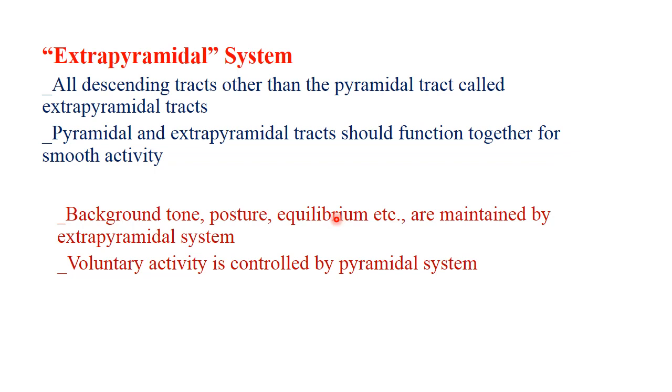Okay, the voluntary activities are controlled by the corticospinal tract. Our different movements are maintained or controlled by the pyramidal fibers. But these movements sometimes need a specific texture, a proper position, a proper coordination. We need to maintain our balance during that movement. So the assisting parts that perform this movement are maintained by the extrapyramidal system. So the background tone, posture, and equilibrium are all maintained by the extrapyramidal system.